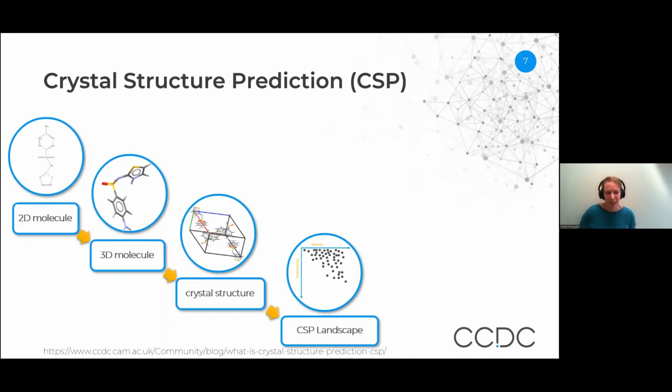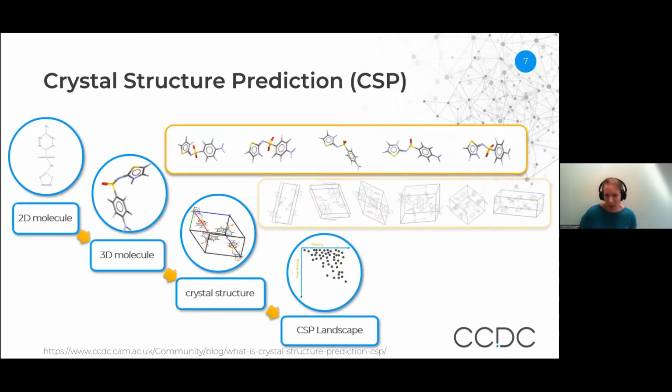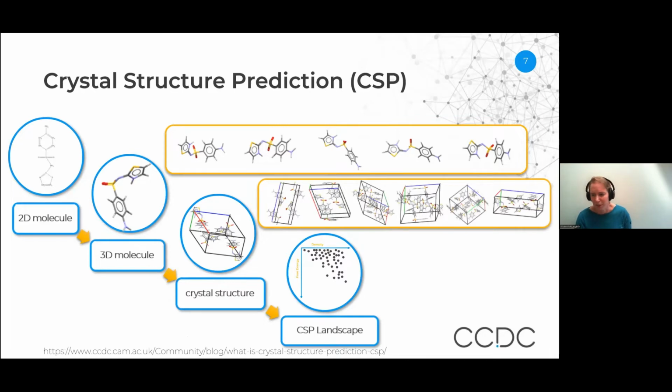So this is where we take the 2D molecule that we're considering, and we start looking at all the different conformers of 3D molecules that it could come up in. We take these 3D molecules and we put them into all the different possible crystal structures.